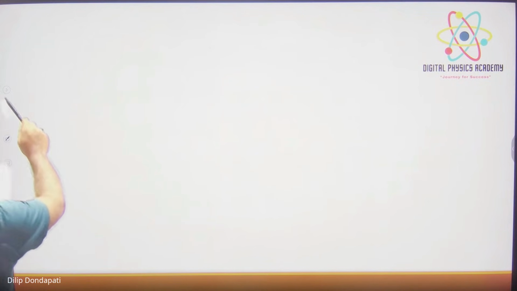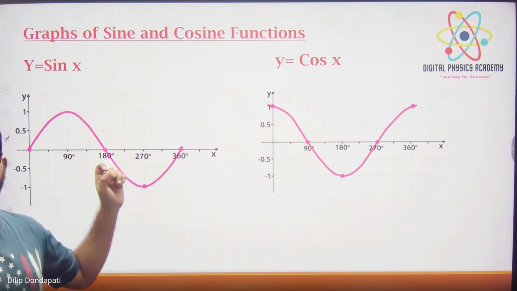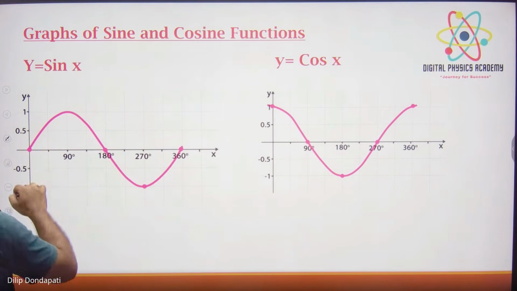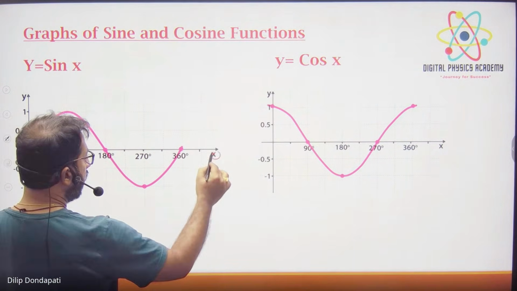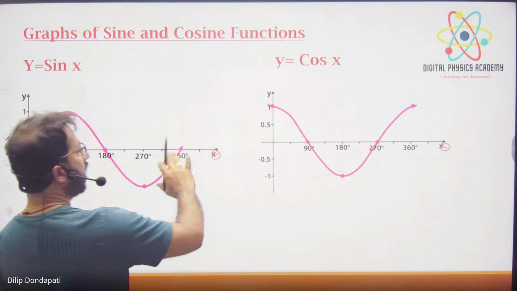Okay. Now we'll see the graphs of sine and cos function. If I draw the x-axis and y-axis, the x-axis I'm taking as theta. This is a sine graph. This is a cos graph.